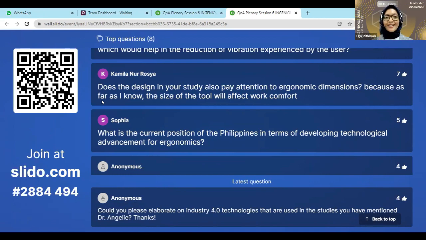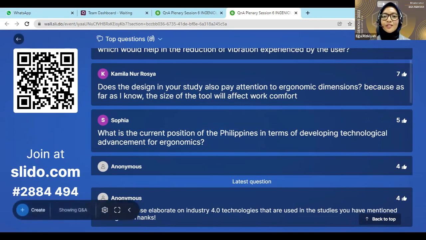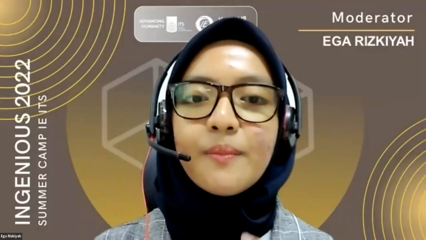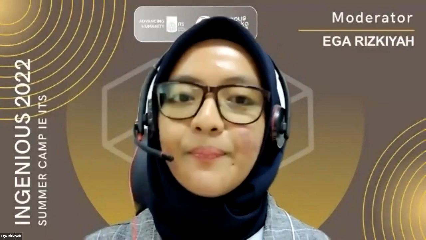Okay. It's very interesting. We learned a lot from Dr. Angelie about ergonomics in Industry 4.0. And finally, because time is limited, we will end this fifth session. Before closing this session, I will give a brief summary of the material related to ergonomics in Industry 4.0 from Dr. Angelie. So the Industry 4.0 program is bringing business or a company to rethink their processes by considering human factors, ergonomics, and sustainability issues.